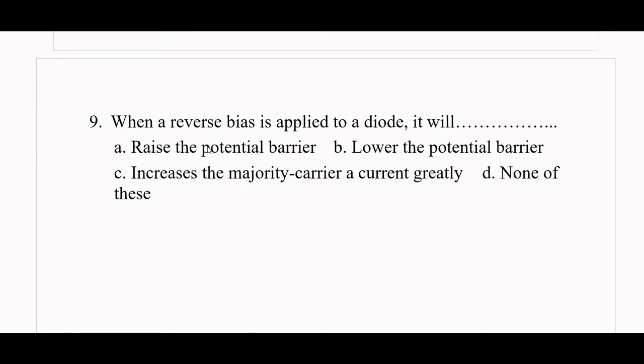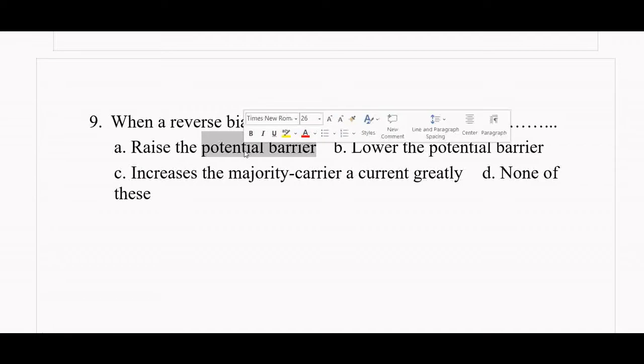Now moving on to question number 9. When a reverse bias is applied to a diode, it will dash. A. Raise the potential barrier, B. Lower the potential barrier, C. Increase the majority carrier current greatly, or D. None of the above. So the answer will be raise the potential barrier. When a reverse bias is applied to a diode, it will raise the potential barrier, and this is the reason why applying a reverse bias to a diode for a longer amount of time will, after raising the potential barrier to a larger amount, break the potential barrier, and at that moment the PN junction will be broken or destroyed.